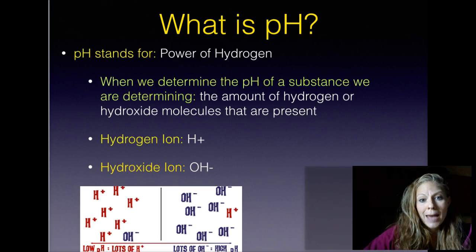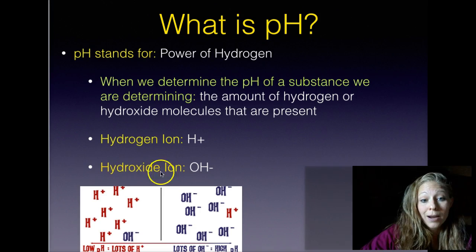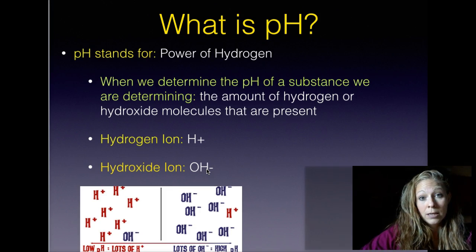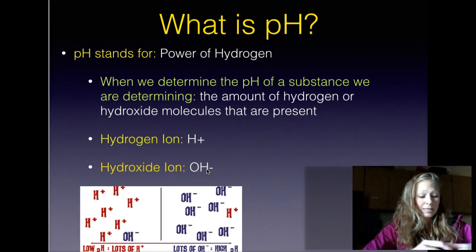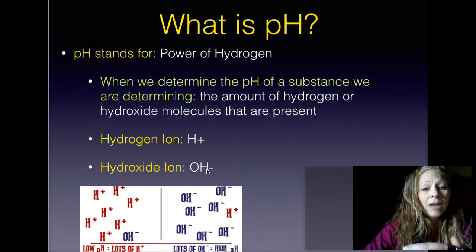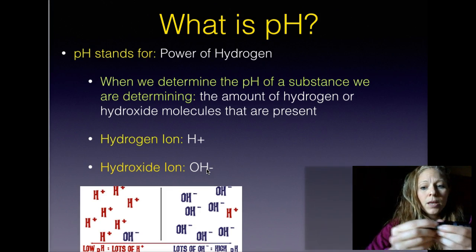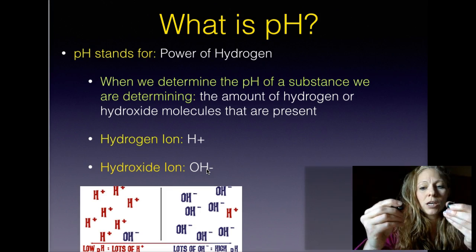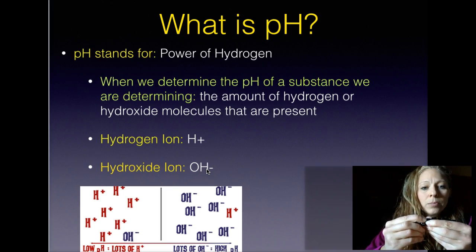And when we're looking at hydrogen or acids and bases, we're looking at the hydrogen ions, which is a positive molecule, and hydroxide ions, which is a negative molecule. We haven't talked much about ions in this class yet, so do understand that a molecule with a charge is an ion. If you think about it like a magnet, the hydrogen ion has a positive charge, and the hydroxide has a negative charge, so they're going to be attracted to one another.